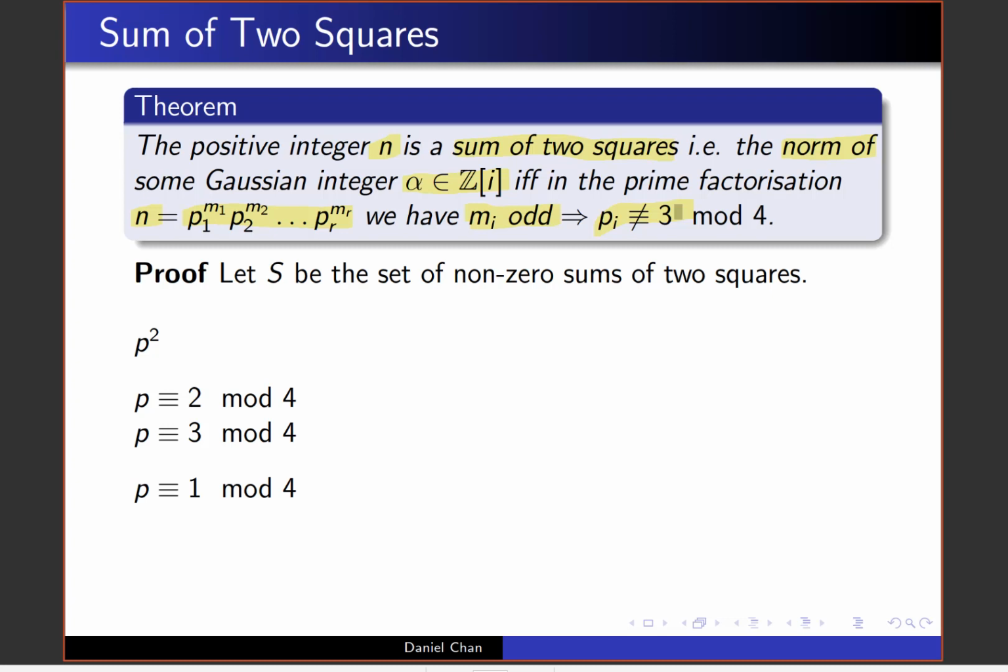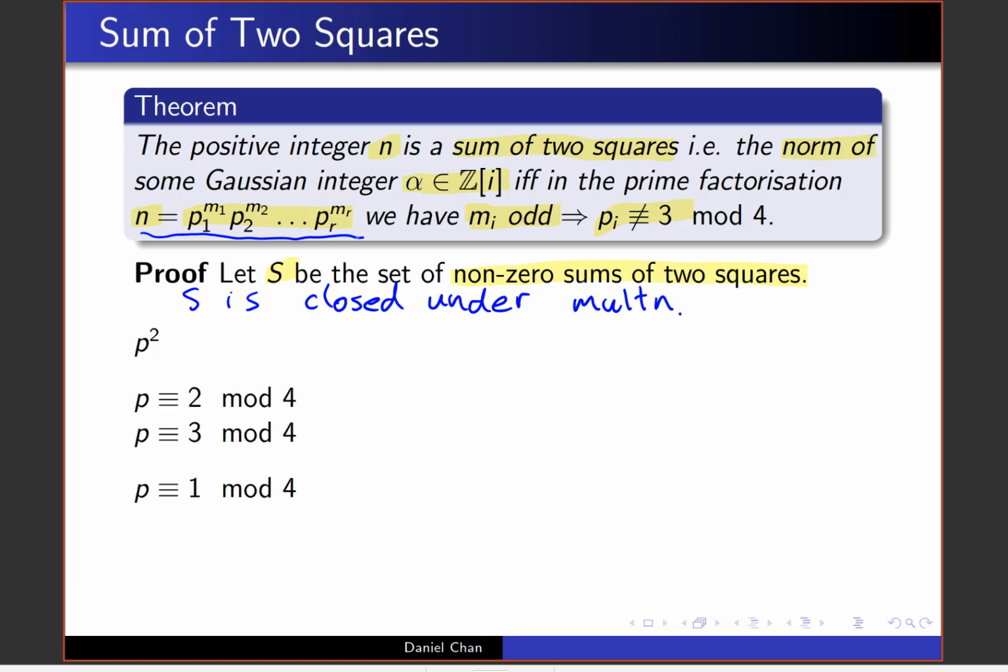So what I'm going to do is let S be the set of all non-zero sums of two squares. The first thing that you need to realize is S is closed under multiplication. So what you need to prove is that this S consists of all these integers which can have these sorts of prime factorizations.